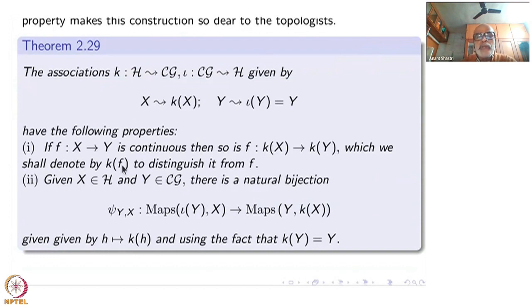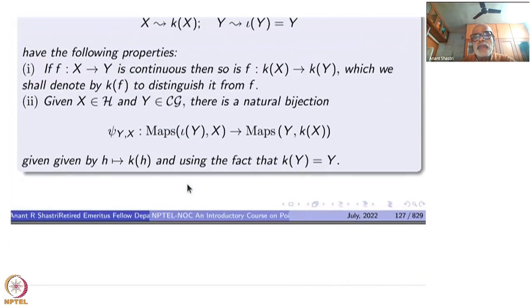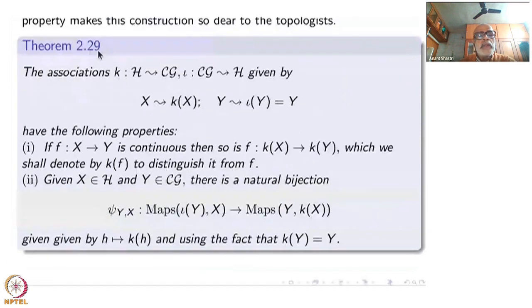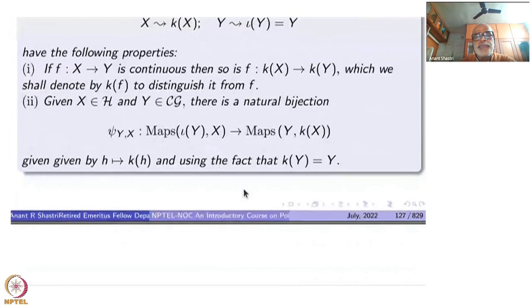Okay, so that's why we will denote it by kf. As a function, it is f itself. Given x belonging to H and y inside CG, there is a natural bijection. So again, I have used the word natural. I will explain it to you, but not in the statement of the theorem. Okay, what is the natural bijection? Depends upon y and x, of course.